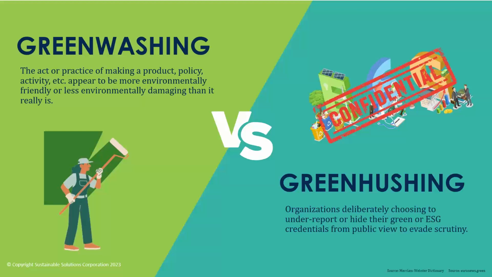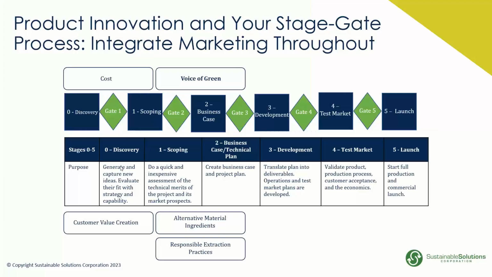And the other thing we also see is something called greenhushing. That means that a company is choosing to underreport or hide their green or ESG credentials from public view to avoid scrutiny. A lot of times people do that. Everybody thinks that you're going to have really great results and good information when you're doing sustainability, but sometimes your results and the things you're doing aren't great, and you have to tell that. So it's important to be transparent. It's important to be very clear on your communications.